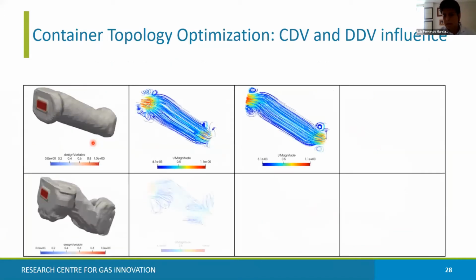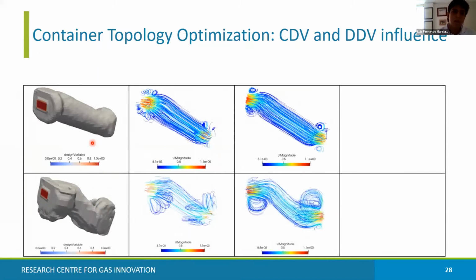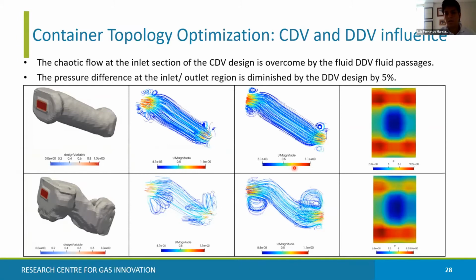This can be easily seen by the streamlines. We can see that despite this being like a diagonal pipe, we will have some vortex generated at the inlet and outlet boundaries. And the DDB optimizer, due to the passages it created, helps direct the flow through the whole domain and not let this almost random fluid flow.